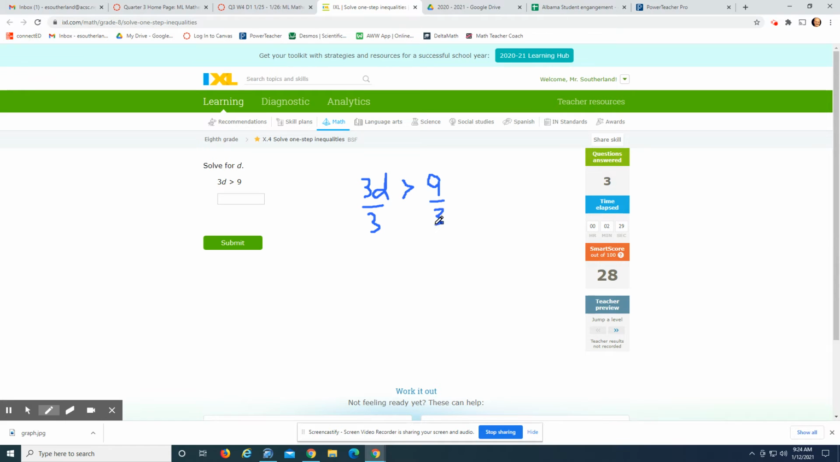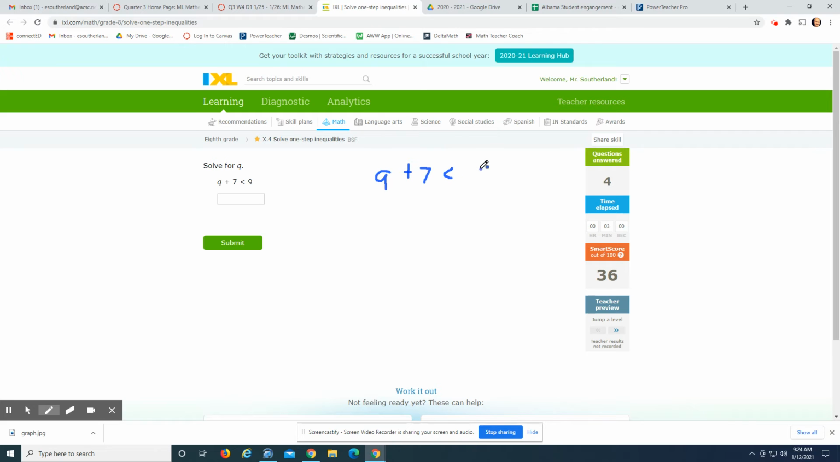So to undo 3 times d, we're going to divide by 3. D drops down. The greater than symbol drops down. 9 divided by 3 is 3. Again, you're going to type in exactly what you wrote. D is greater than 3. And then you keep doing the same thing over and over again, just like you would with equations.